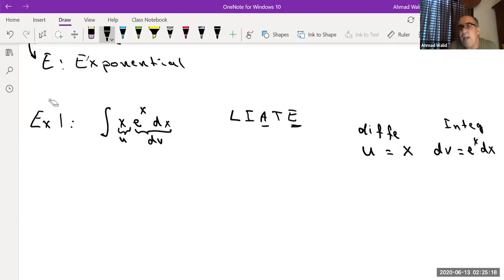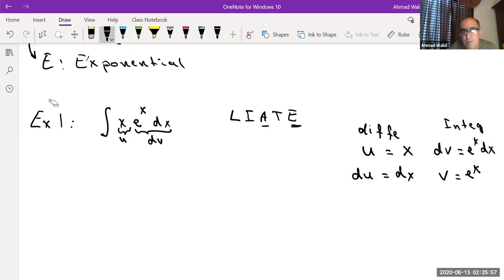Correct? Now, if U is equal to x, what is du? What is the derivative of x? The derivative of x is 1. But if you solve, or I can say du over dx, if you solve for du, the derivative of x becomes 1 dx or dx. Correct? If dV is e to the x dx, what is the integral of e to the x? The integral of e to the x, which is v, will be e to the x again.